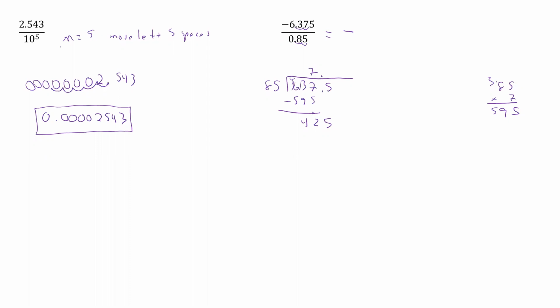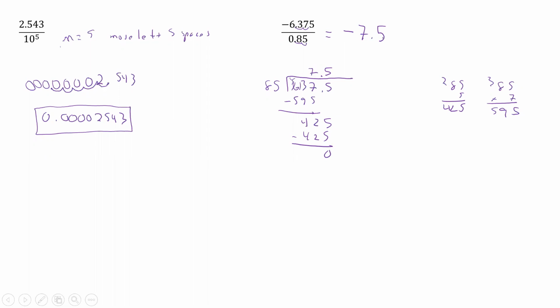Now a 5. Well, here I'm going to try a 5 just because 5 times 5 is 25. That's going to be 42. And so it looks like our answer is 425. Subtract that, that's 0. So our overall answer is a negative 7.5.